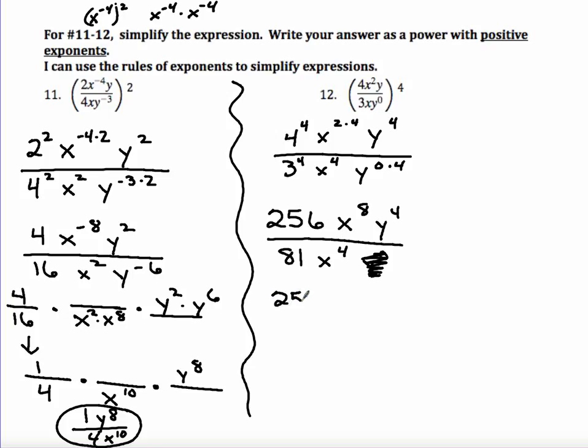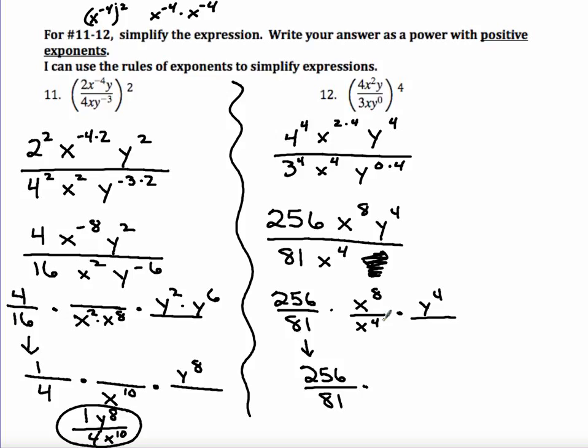I'm going to separate out my like pieces. I've got 256 over 81 times, I've got x to the 8th over x to the 4th. And then I've got just y to the 4th over, and there's nothing on the bottom for y to be with. So when I go to look at my fraction here, and I try to simplify it, I notice nothing will simplify out of that. It just is what it is, times.